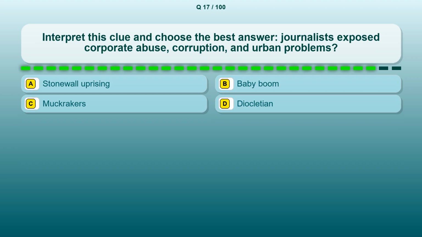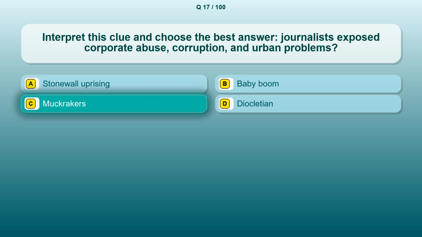Question 17. Interpret this clue and choose the best answer. Journalists exposed corporate abuse, corruption, and urban problems. Option A, Stonewall Uprising. Option B, Baby Boom. Option C, Muckrakers. Option D, Diocletian.